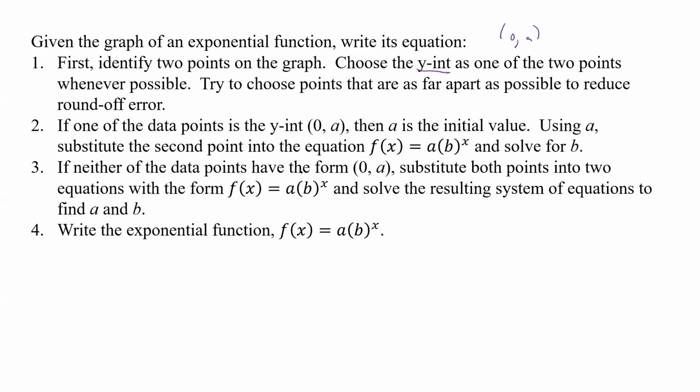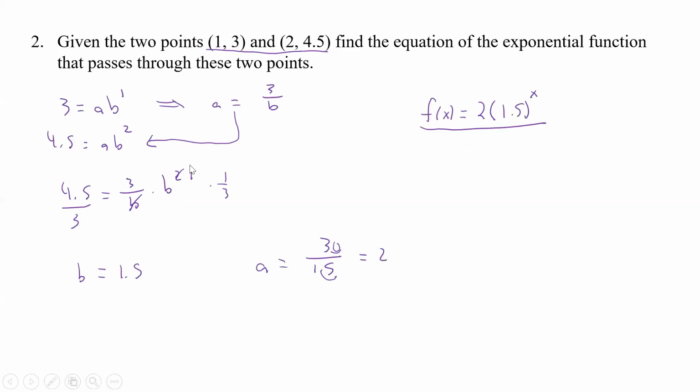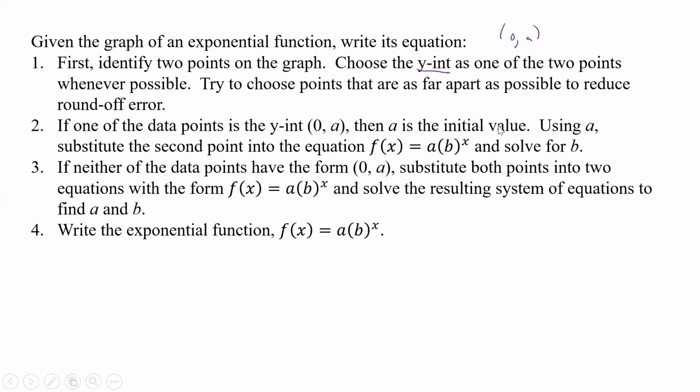Or if you end up with two numbers where neither one of them is 0, then we do what we just did on the previous one, where you just have to solve it down and you get your a and your b and then you plug it back in. So it all depends on if you get that y-intercept or not. And if not, then you just do what we just did. If you do get the y-intercept, then it's easy. You just plug in the one point for your y and your x and solve for b, and then plug it back in and you get your answer.